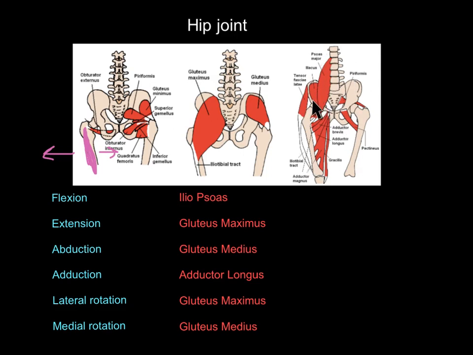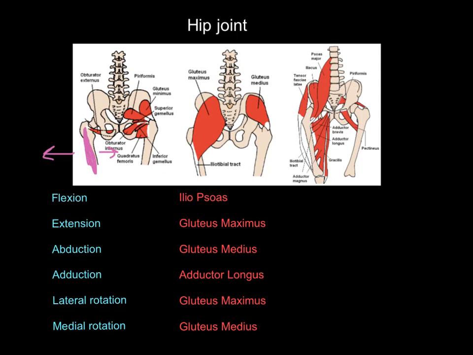So if your iliopsoas contracts, this femur swings forwards. Now we're looking at you from behind here. And as you can see, here is the biggest muscle in the body, the gluteus maximus. When you contract your gluteus maximus, that extends the hip, that pulls the hip joint backwards. It pulls the femur behind your body.